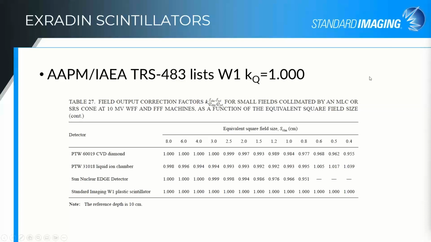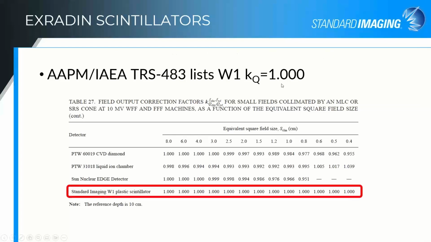The major advantage of the scintillator, as I mentioned, was water equivalence. That is validated here by the tables in TRS 483, where the W1 plastic scintillator has correction factors of unity for every single field size, for every single energy, for every single table. It shows up in TRS 483 correction factors of unity across the board. So this really validates our claim that yes, it is water equivalent. It's not showing this energy dependence based off of field size or based off of energy that many of the other small field detectors do.